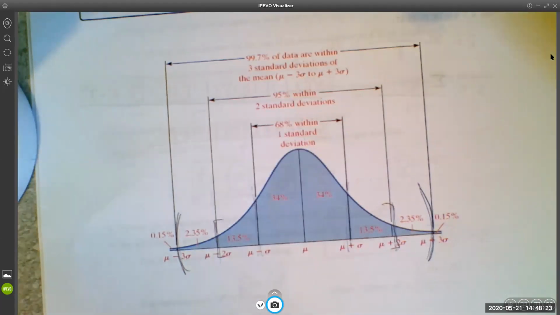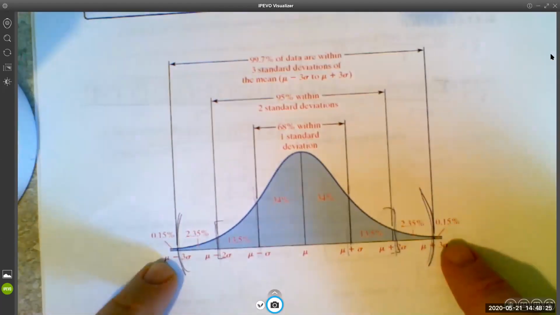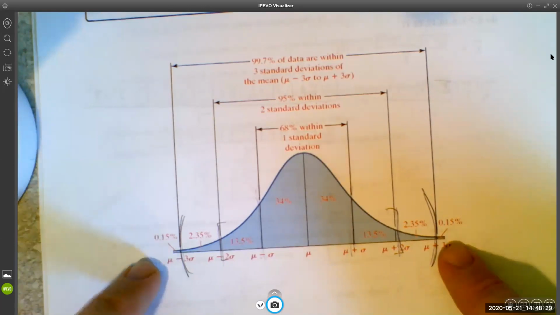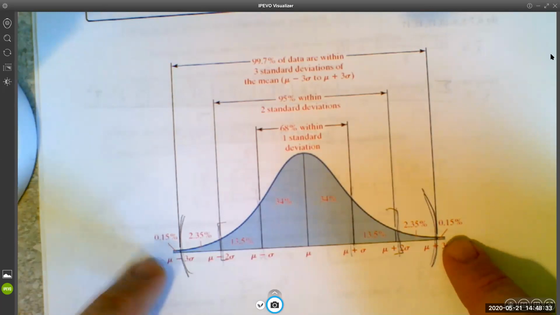Which only leaves 0.3% of the data out here in the tails, right? And it's equally split between the tails. So half of 0.3% is 0.15% here and 0.15% there.